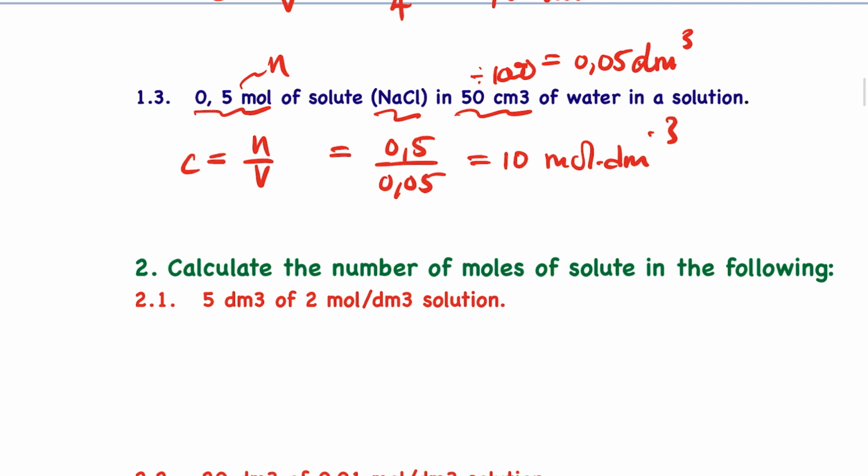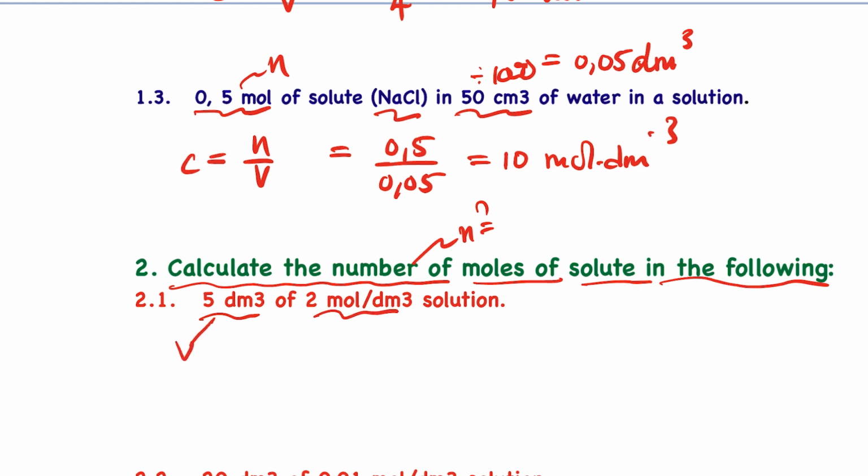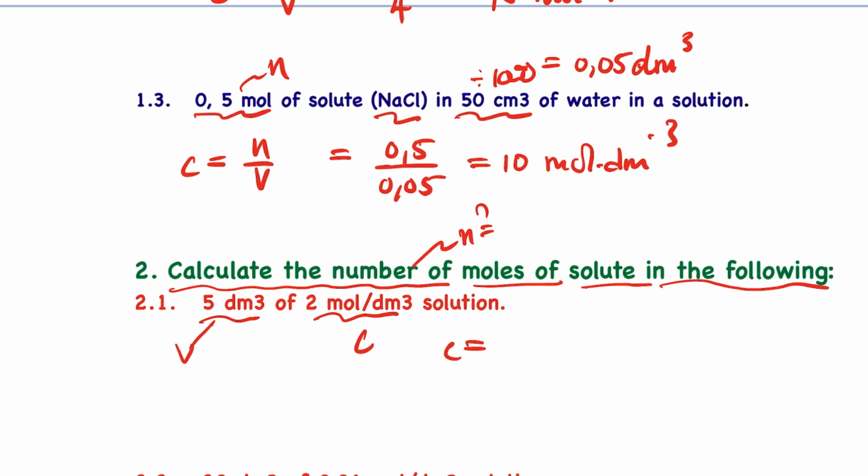Let's look at a case where you are asked to calculate the number of moles of solute. We want the number of moles in this question. What we're given is 5 dm3, which is the volume in the standard international unit, and we're given the concentration, right? So we'll use the formula that says C is equal to n over V. The concentration we have is 2, and the volume is 5, and the number of moles is the one that we're looking for.